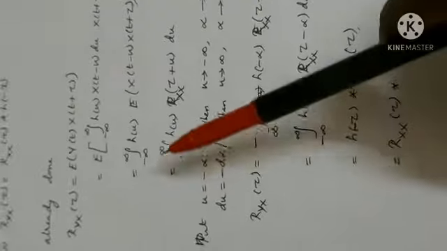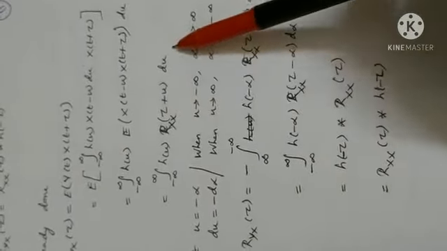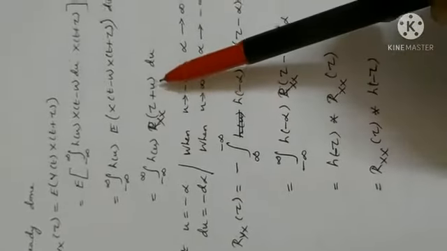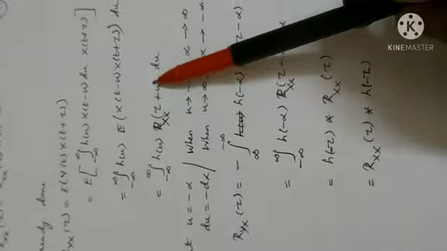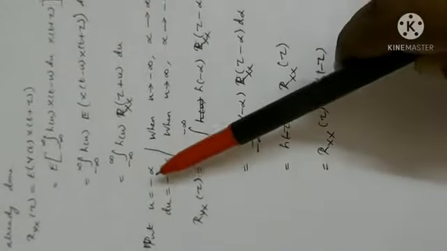Now we have to use the convolution definition. What is convolution? Convolution is the integral of h of u, x of t minus u du. The first function is u, the second function is tau minus u. But here it is tau plus u, so we cannot use convolution directly. In order to use convolution, we use a substitution: u is equal to minus alpha.